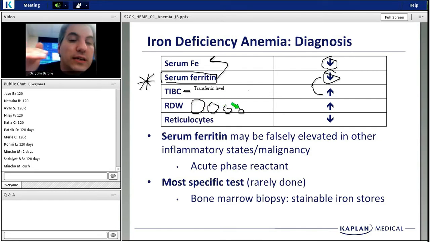So you have all these different sizes because as you get more deficient, you're making smaller cells. So that's why the RDW is sky high. All different size cells. Make sense?